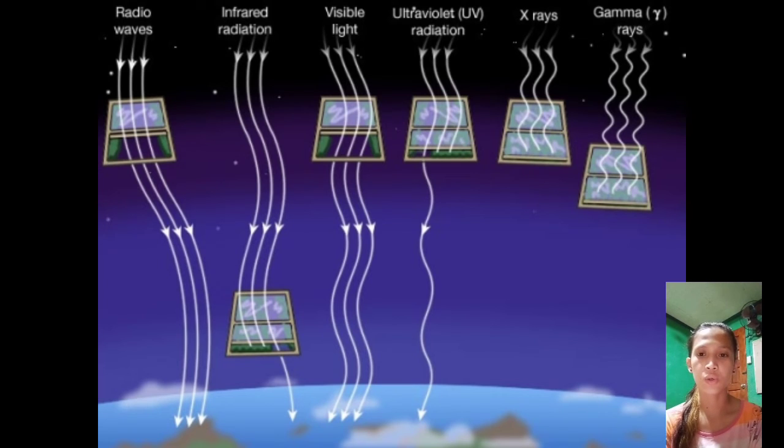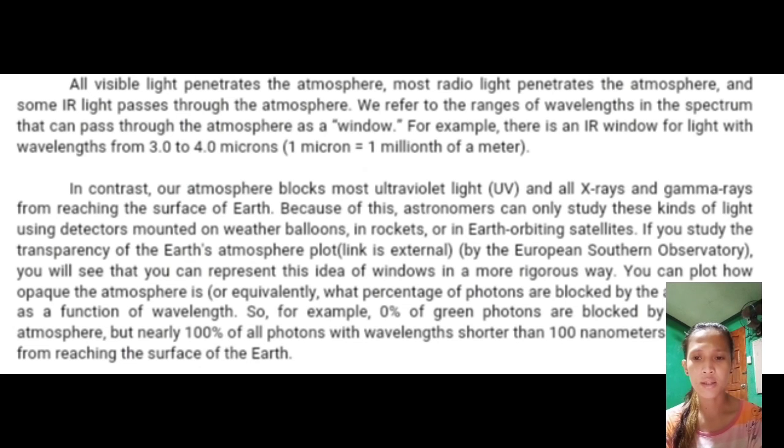As this picture shows, Earth's atmosphere, which we usually think of as transparent, is actually only transparent to certain wavelengths of light. This is illustrated in this cartoon shown. All visible light penetrates the atmosphere. Most radio light penetrates the atmosphere, and some IR light passes through the atmosphere.